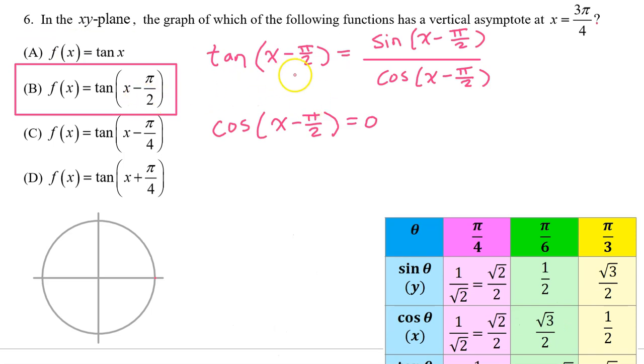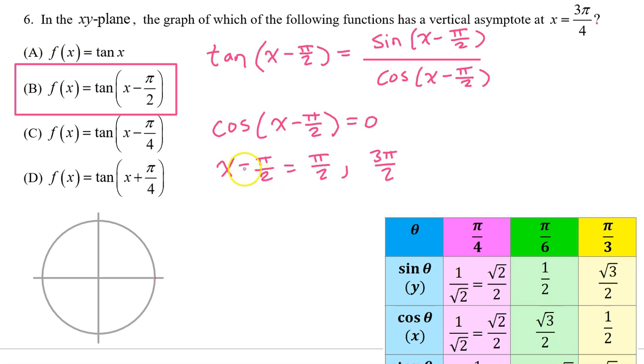Consider option B. Tangent of x minus pi over 2 is equal to the sine of x minus pi over 2 over the cosine of x minus pi over 2. So we will have a vertical asymptote wherever the denominator, cosine of x minus pi over 2, is equal to 0. We can begin to solve this by solving for x minus pi over 2. So where will cosine equal 0? Well, we just saw that cosine is equal to 0 at pi over 2 or 3 pi over 2.